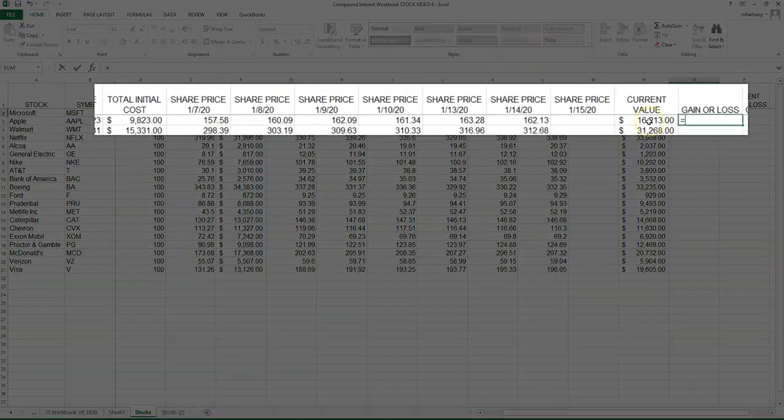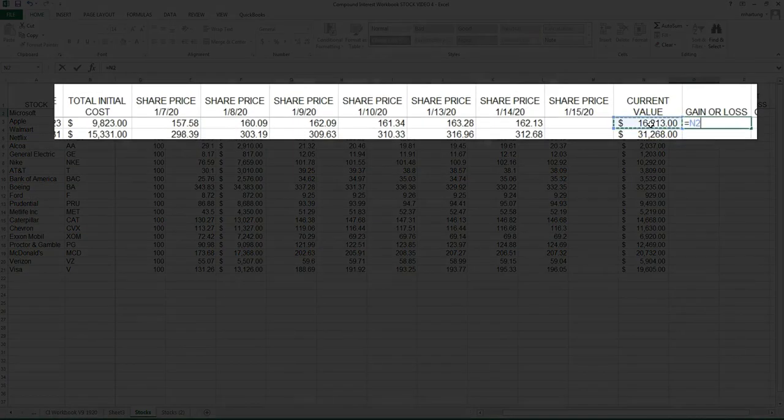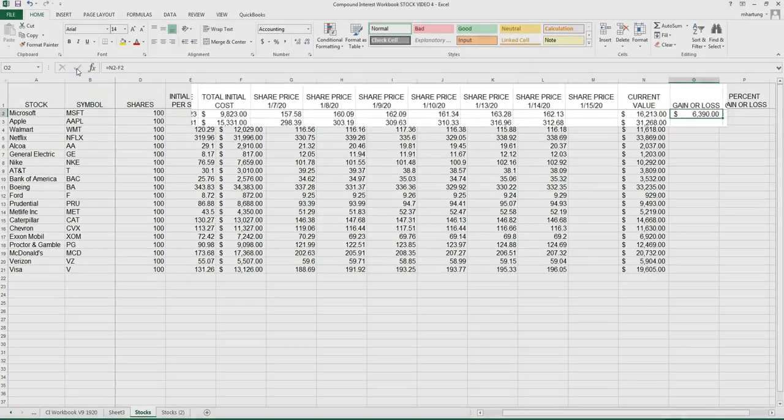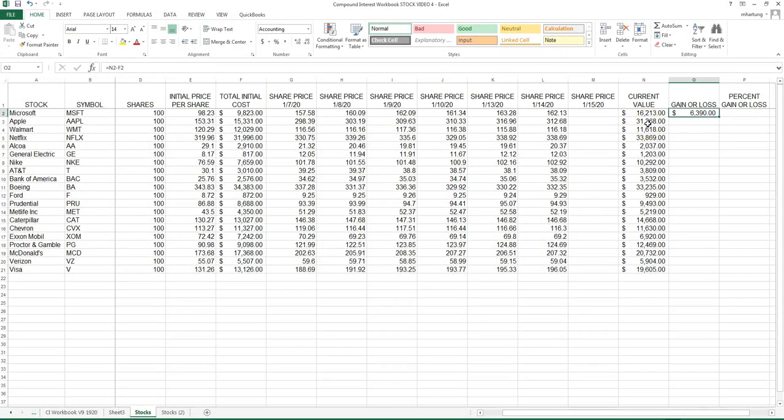Next, let's take a look at whether or not we made any money here. Click on the current value minus the value of those shares of stock a year ago. And it looks like Microsoft has had a good year. Our 100 shares increased in value by over $6,000. We'll copy that formula down.